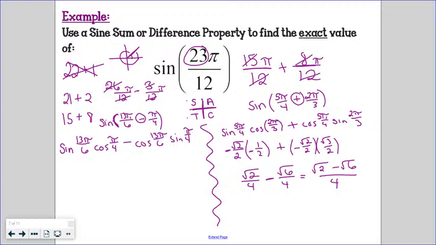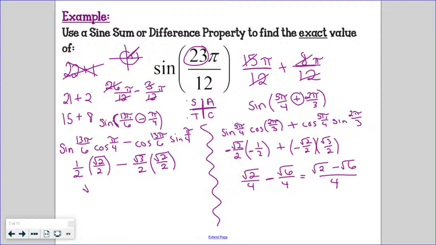Sine of pi over 6 reference angle would be 1/2. Cosine of pi over 4 is in quadrant 1, so positive. Cosine of pi over 4 is square root of 2 over 2. Cosine of 13 pi over 6, again, we already talked about 13 pi over 6 is going to put us into quadrant 1, so that's positive. And cosine of pi over 6 would be square root of 3 over 2. And sine of pi over 4, again, quadrant 1, so positive, square root of 2 over 2.